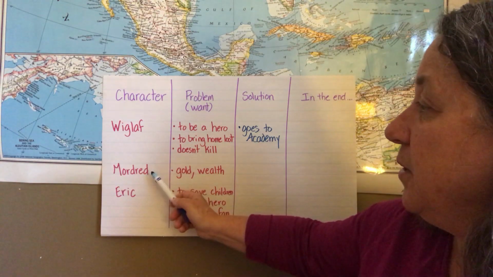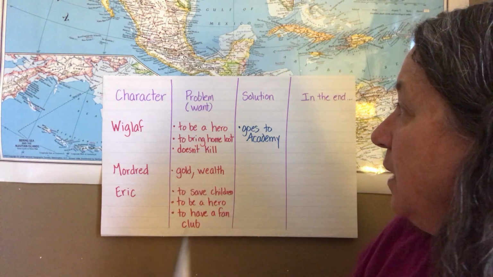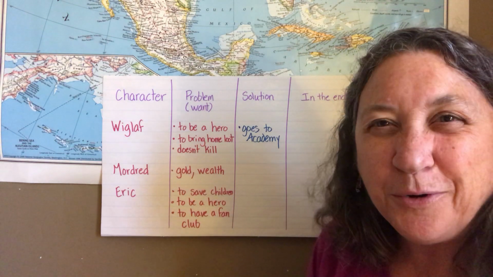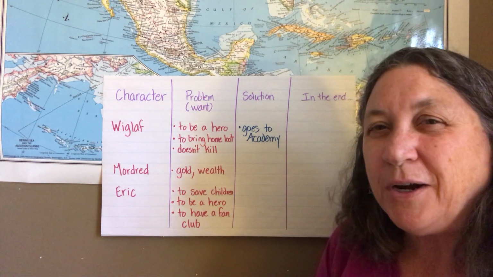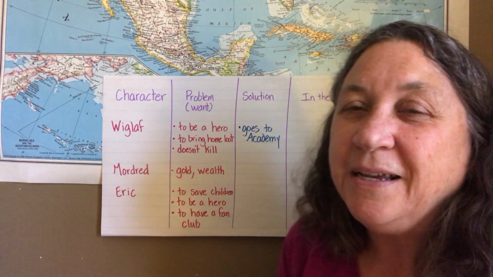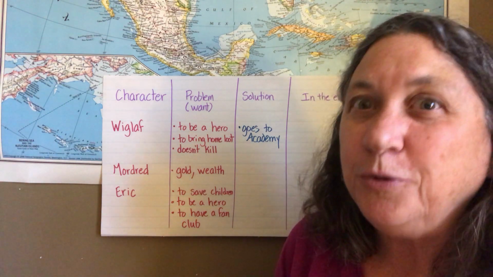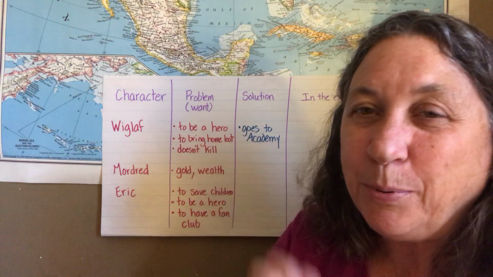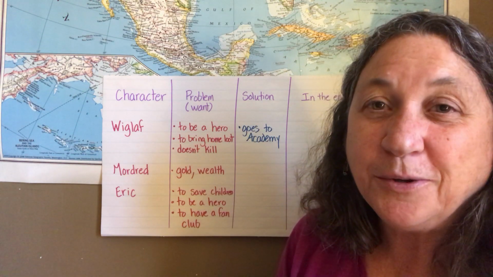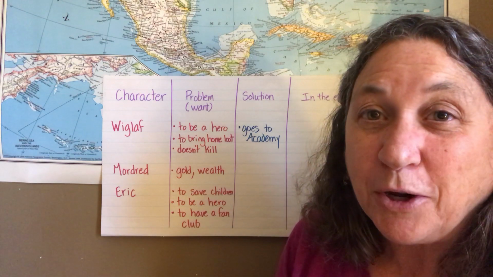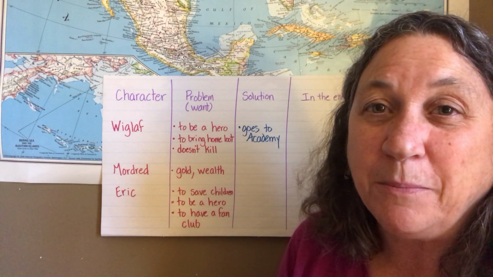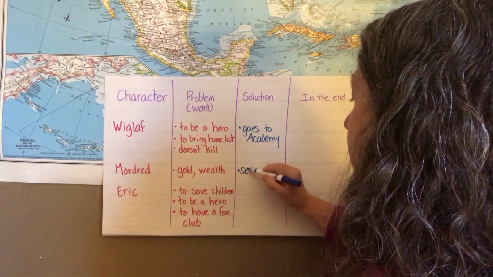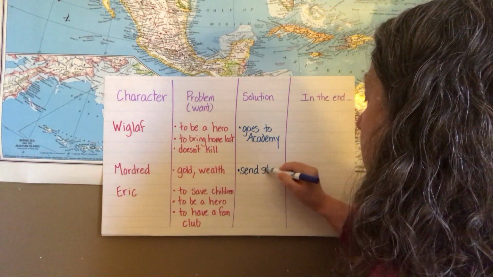Another character is Mordred. He is the headmaster of the school. And what does he want? Well, he wants gold. He wants wealth. How's he going about getting that? Do you know how he's getting gold? Did you hear what he said to the kids the other day? Well, you'll bring back the gold to me, and then I will send a little portion home to your parents. So what's his plan? He's going to send out all these kids to slay dragons and bring him back the gold. So his plan is to send students out to get the gold.